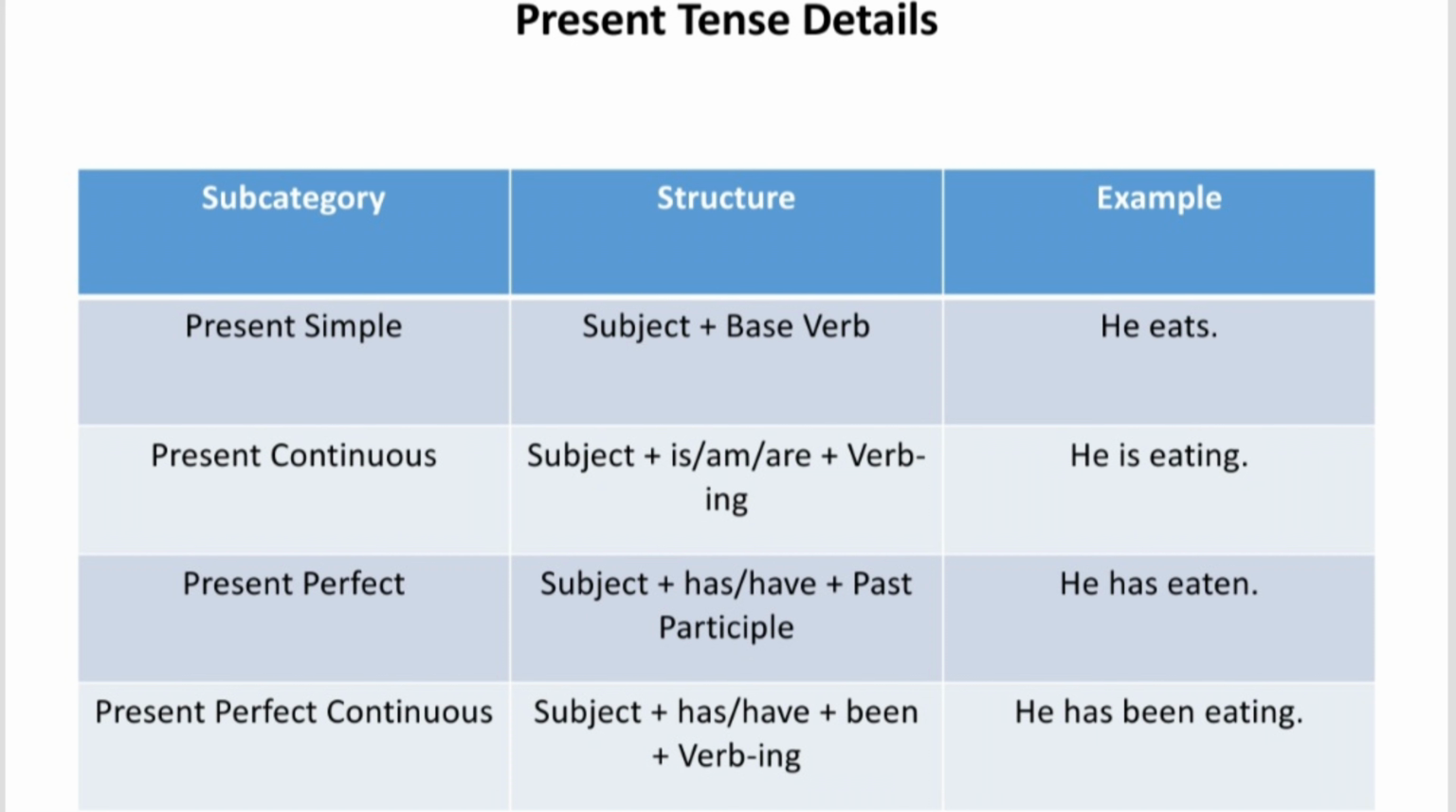Think of simple present as a routine scene in a movie. If a character says, he eats an apple, it means this is something he does regularly, maybe every day as part of a habit.